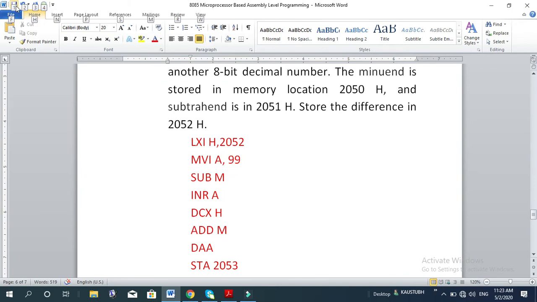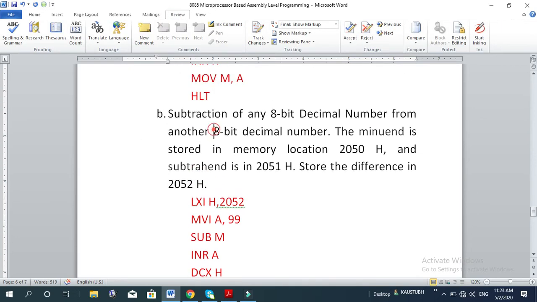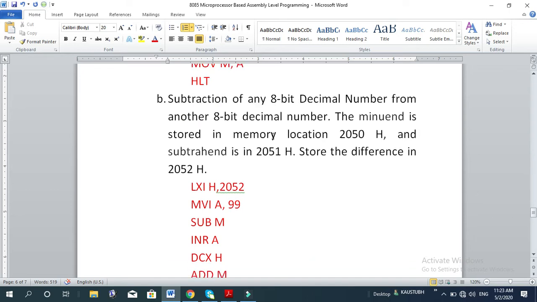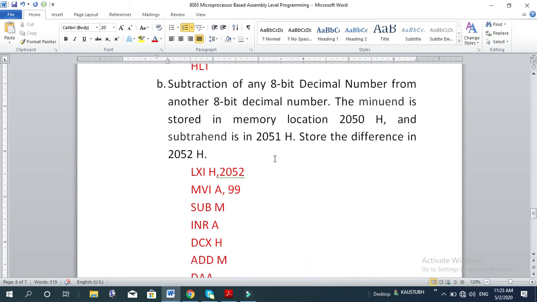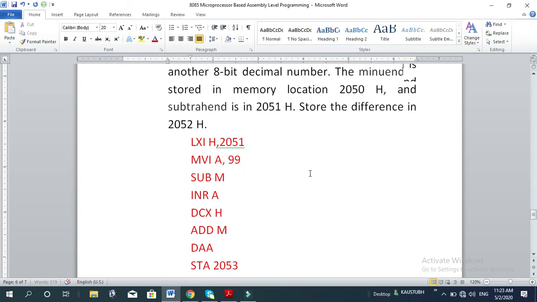Okay, now we will see the 8-bit decimal subtraction. So this is the subtraction of an 8-bit decimal number from another 8-bit decimal number. Suppose the minuend is stored in 2050, your subtrahend is in 2051, and the result is in, say, 2052.